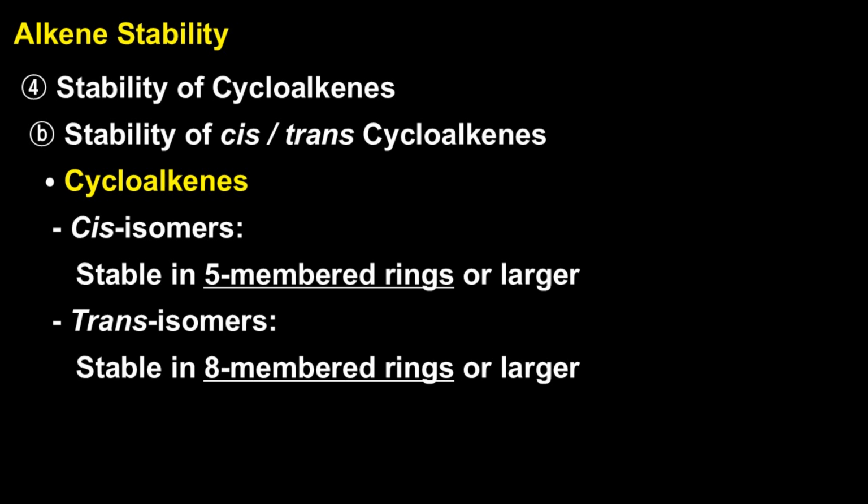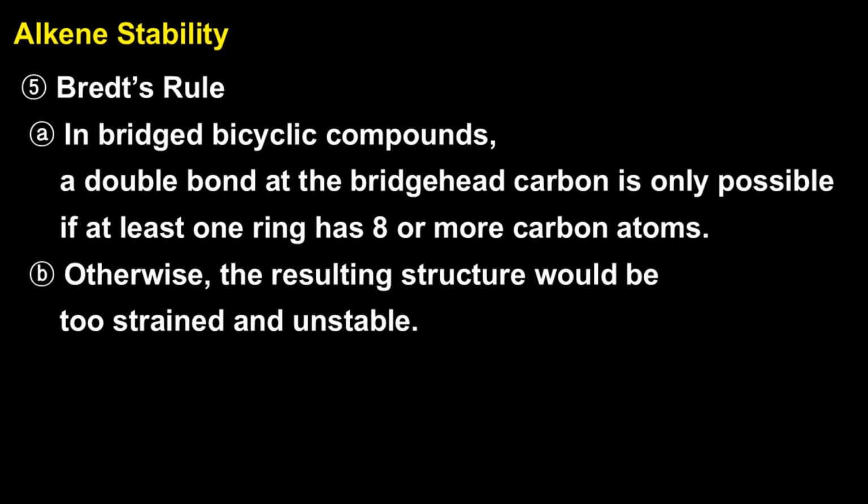So here's the general rule. Cis forms are fine starting at 5-membered rings, but trans forms only become stable in rings with 8 or more carbons. Before we wrap up our discussion on alkene stability, there's one last concept we need to cover, and that's Bredt's rule. This rule applies to bridged bicyclic compounds, rigid structures where 2 rings share a bridgehead carbon.